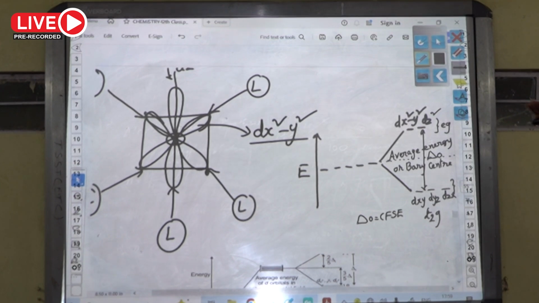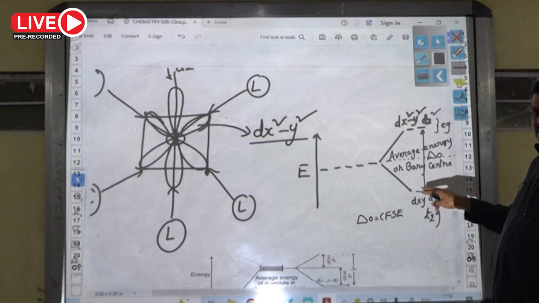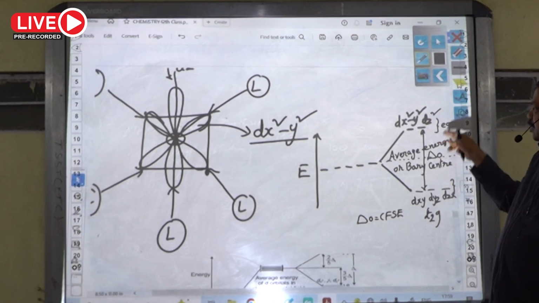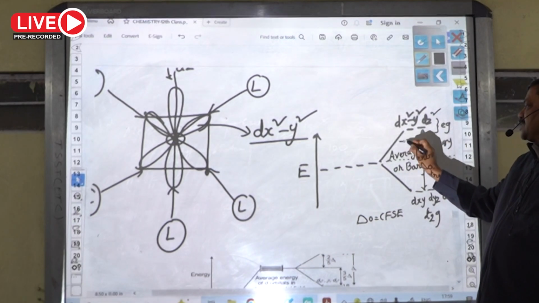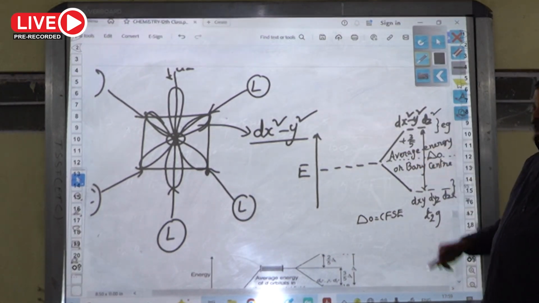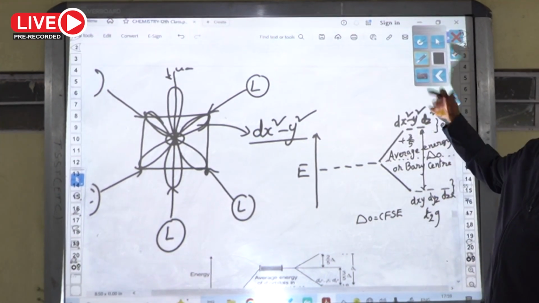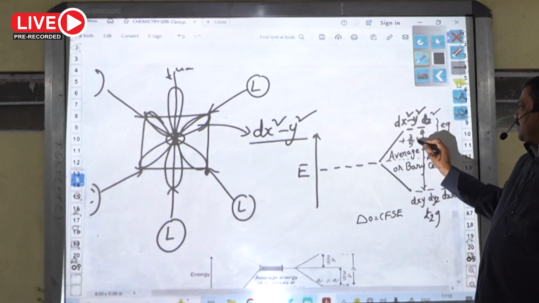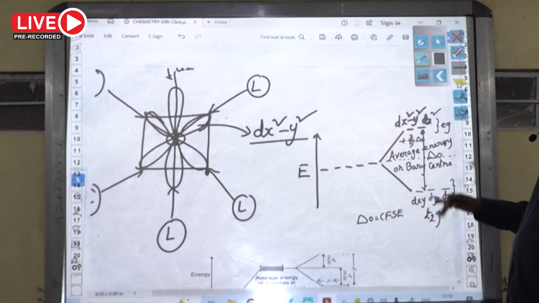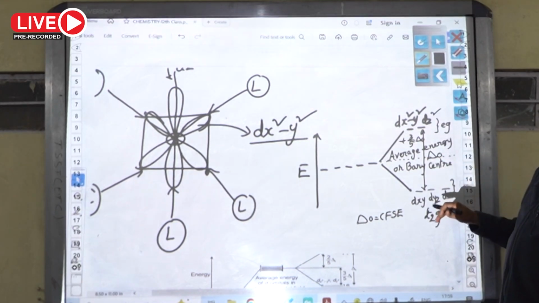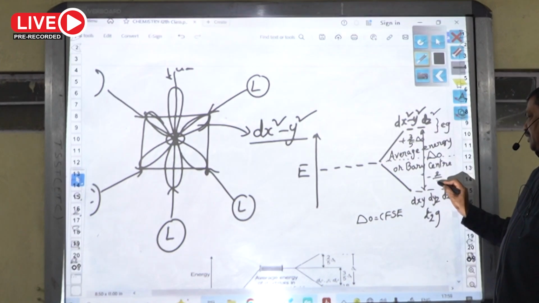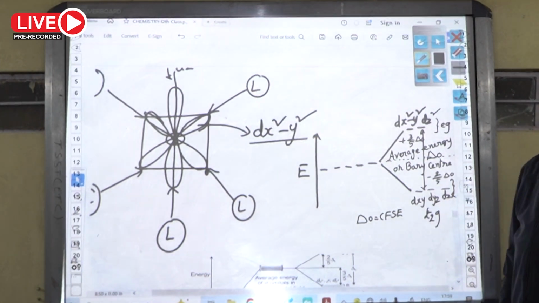So when compared to the average energy, 2 d orbitals are having higher energy, 3 d orbitals are having lower energy. When compared to these 3, these 2 have higher energy, total of 5. Total how many d orbitals? 5 d orbitals. When compared to 3, these 2 are having higher, that's why it is called plus 3 by 5 delta naught. When compared to these 2, these 3 have lower energy, that's why it is called minus 2 by 5 delta naught.